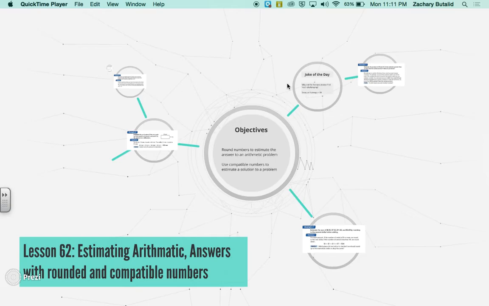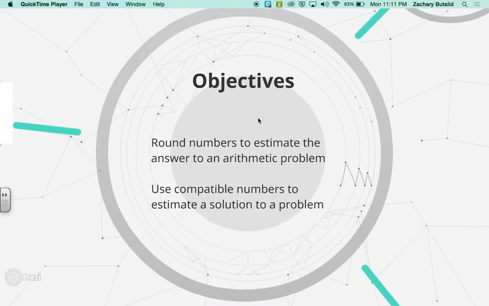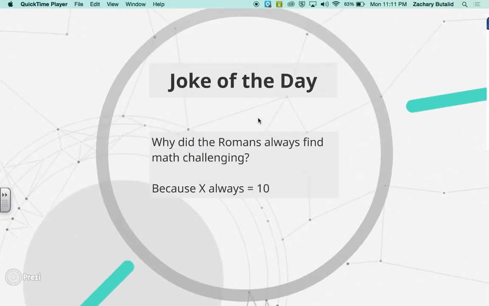We're on lesson 62, estimating arithmetic answers with rounded and compatible numbers. So our objective for today is to round numbers to estimate the answer to an arithmetic problem, and we're also going to be able to use compatible numbers to estimate a solution to a problem. There's no vocab today, so don't worry about vocab. Just put your initials down so I know that you are watching the video.